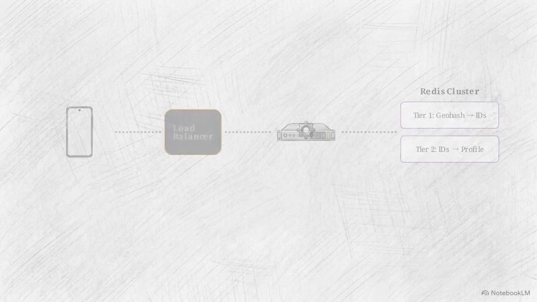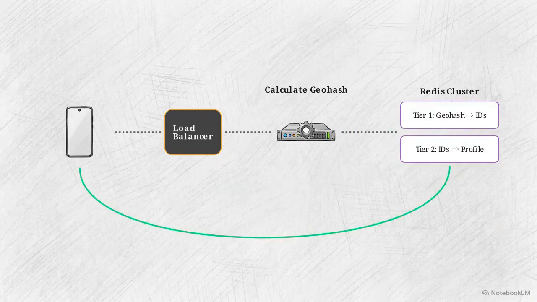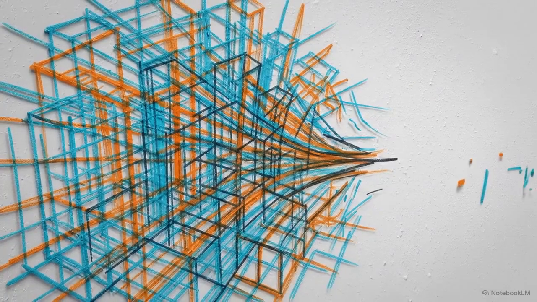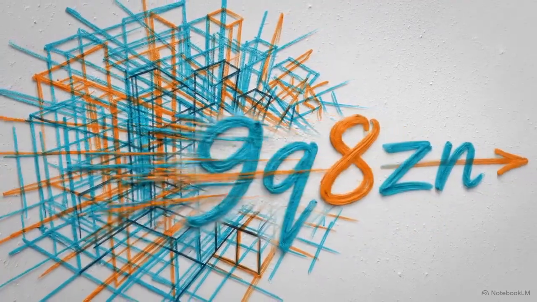This is how a modern proximity service scales. A mobile request hits the load balancer, a stateless server calculates the surrounding geohashes, hits a two-tier Redis cluster for the raw profiles, and returns a rich, sorted map to the user. It is an immensely complex two-dimensional spatial problem, solved entirely by routing internet traffic through a simple one-dimensional string.